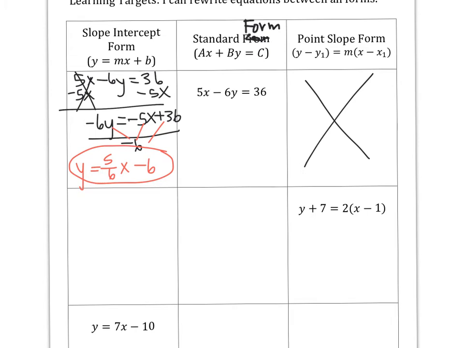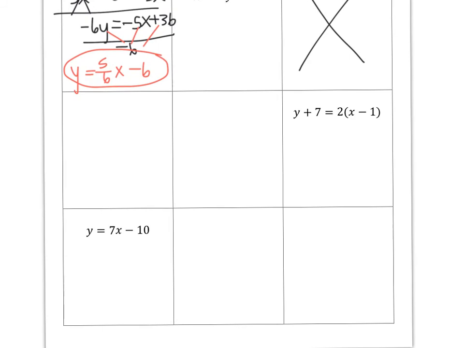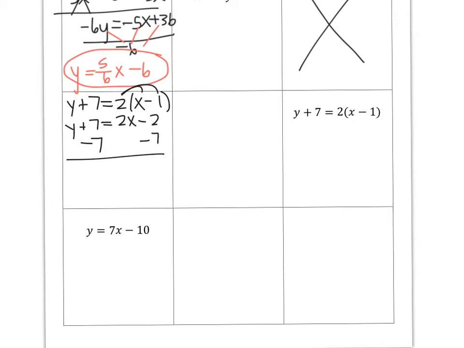Okay, let's look at the next example. Now we are given an equation in point-slope form, and we have to rewrite into standard and slope-intercept form. So let's go ahead and do that right now. I am going to rewrite that equation over here into the slope-intercept box, and I'm going to solve for my slope-intercept form first. So I'm going to distribute that 2 and get y plus 7 equals 2x minus 2. And then I want to isolate y, so I'm going to subtract 7, and I get y equals 2x minus 9. And that would be the slope-intercept form of that equation.